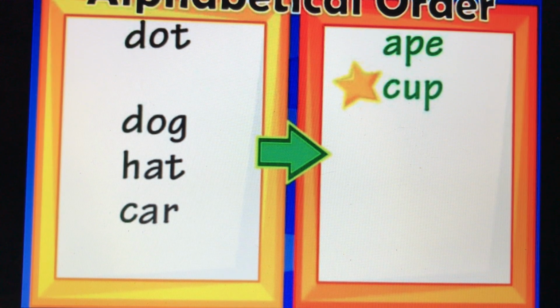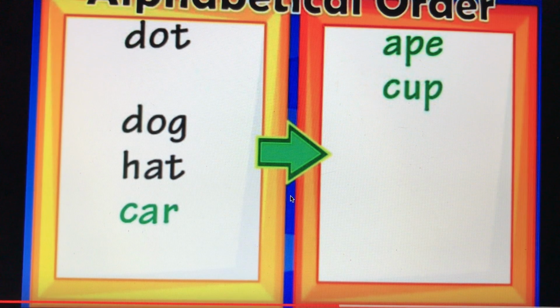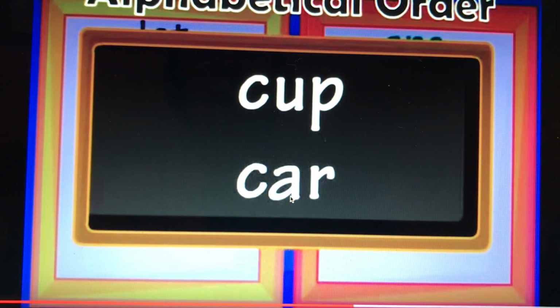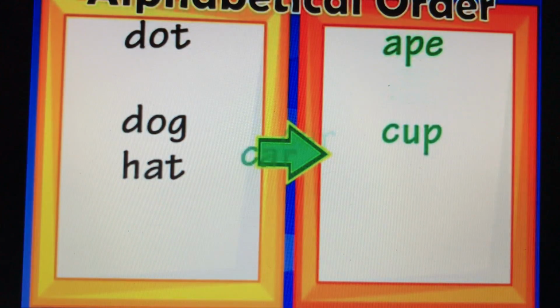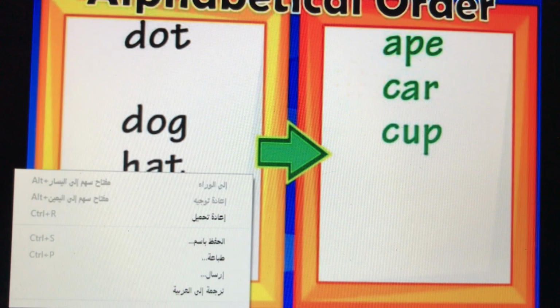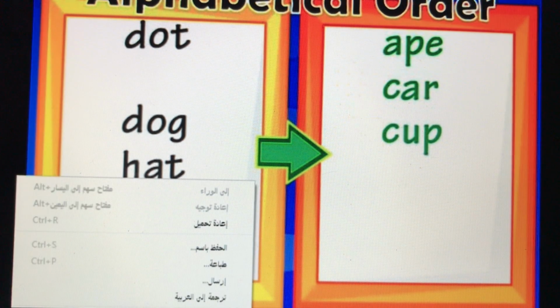Our second word. Okay. Uh-oh. Another C word. It's okay. No problem. Don't panic. Now we just have to look at the second letter. Let's line these up. C is the same, so we ignore that letter and look at the second letter. A and U. A comes first. So car is actually our second word, and cup is our third word.